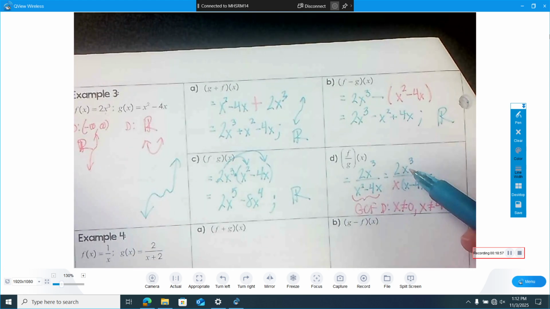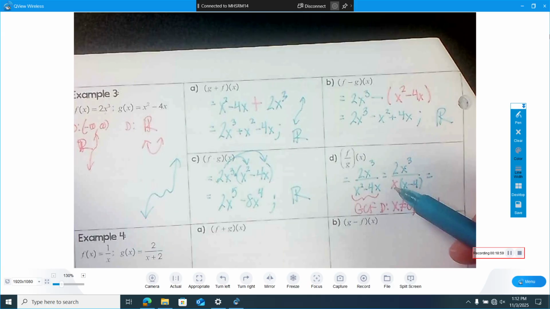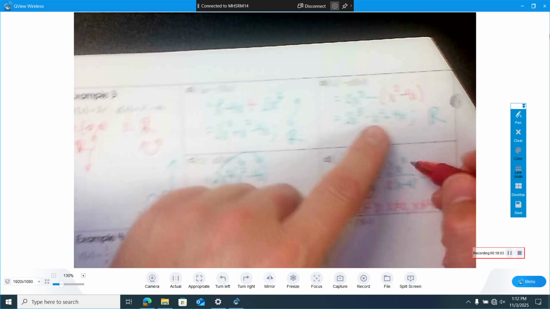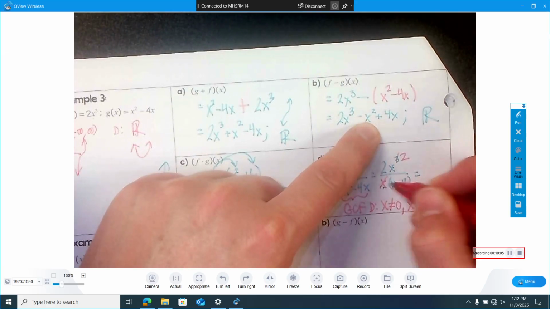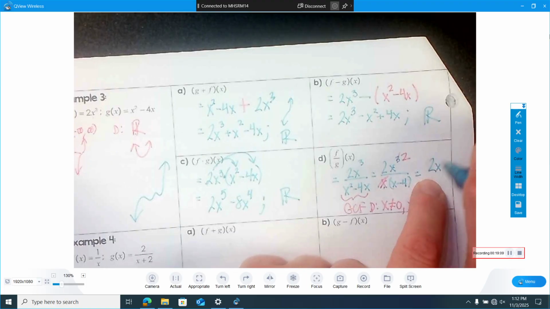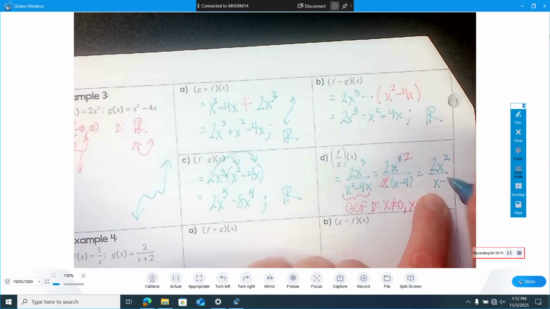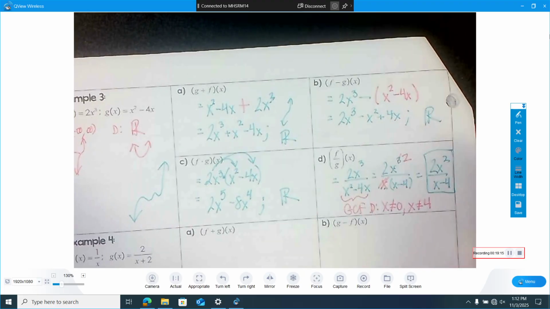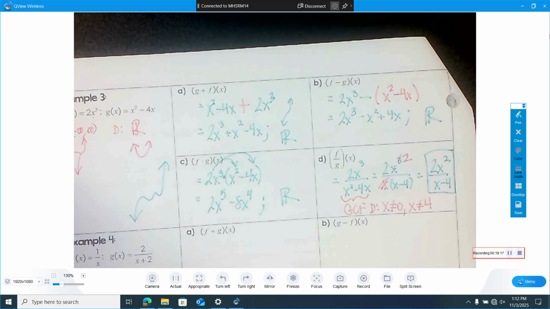I have x times x times x on top, and here we have a 2 times x on bottom. So you can cross out one x on top and bottom. Yep, so this becomes a 2, and that goes away. And so that becomes 2x squared over x minus 4. So Delta Math is going to want to see this. I don't think Delta Math is going to be asking you for a domain.